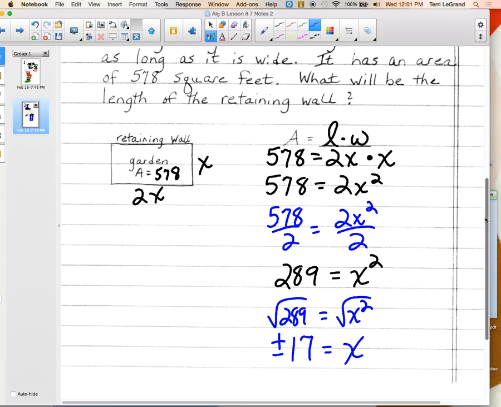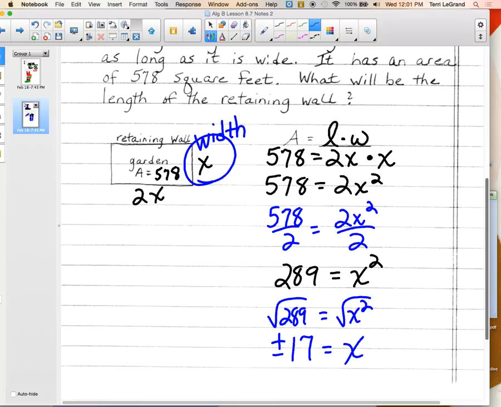Did they ask for the width? No. Is that what we just found? Don't worry about length. X is the width. We just found the width. And trust me, they're going to put that answer in the answer bank. They're going to make it answer A, because they know as soon as you see answer A, 17 feet, you're going to be like, yes, I got it.